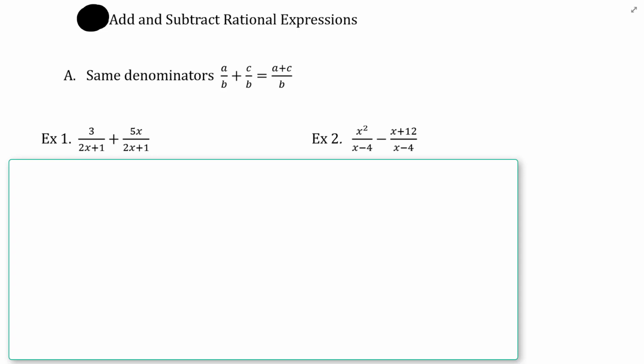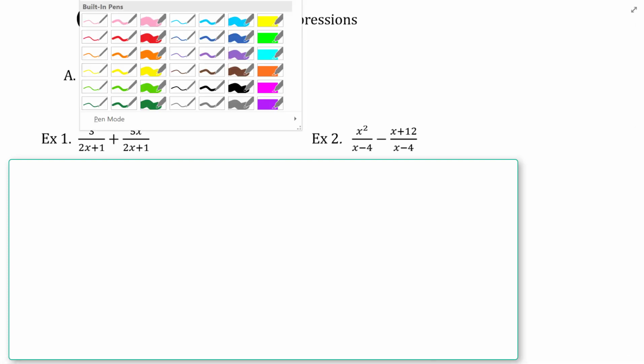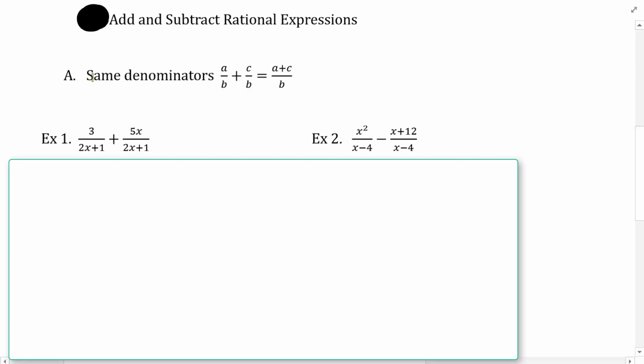In this video, we'll add and subtract rational expressions. Exactly like rational numbers, we have two situations where we add rational expressions with the same denominators. So remember, this is numerator, this is denominator. So if these denominators are the same, we just copy the denominator and we add numerators.